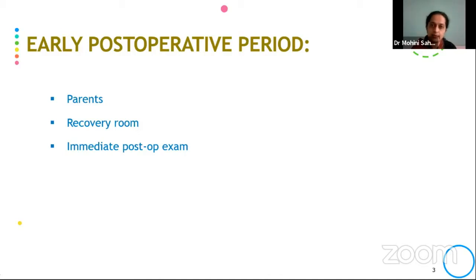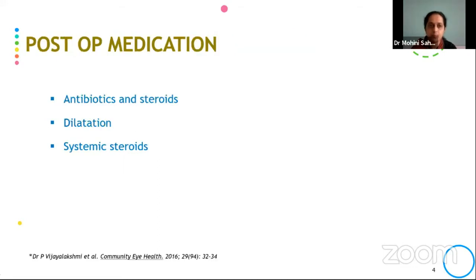The recovery room in these cases should be well equipped, and also have trained personnel who can take care of the eye as well as the child. In the immediate post-operative examination, care should be taken to note the inflammatory reaction, as children tend to have stronger inflammatory reactions. This should be controlled with an antibiotic steroid combination tapered over 6 weeks.